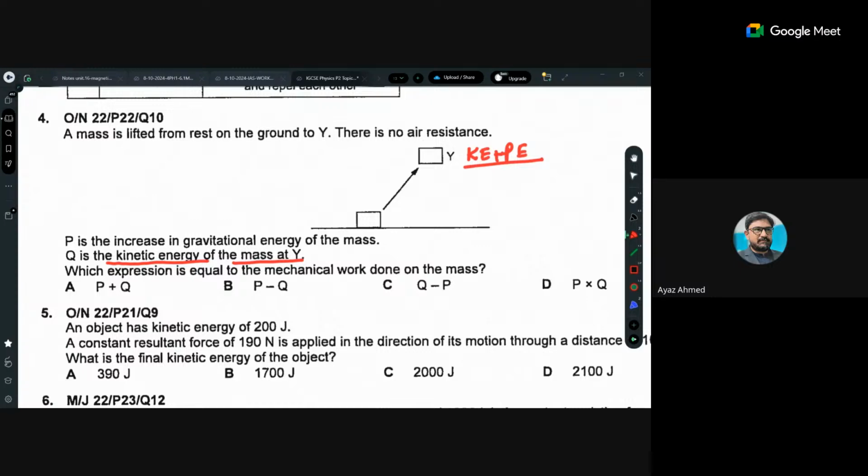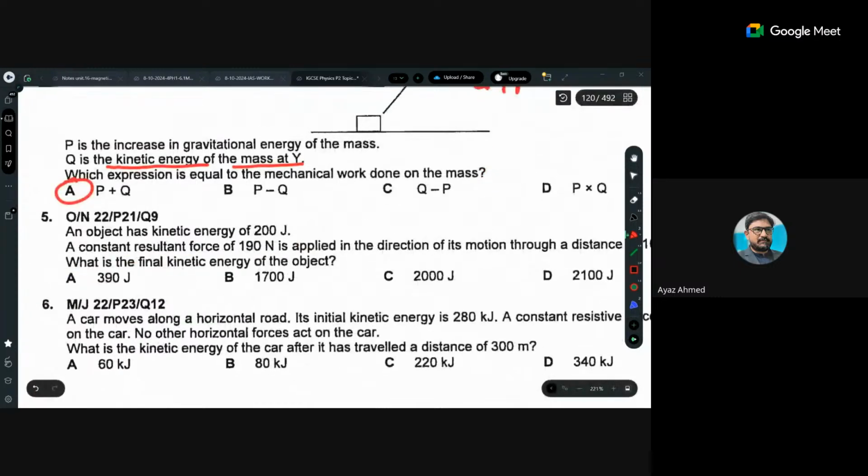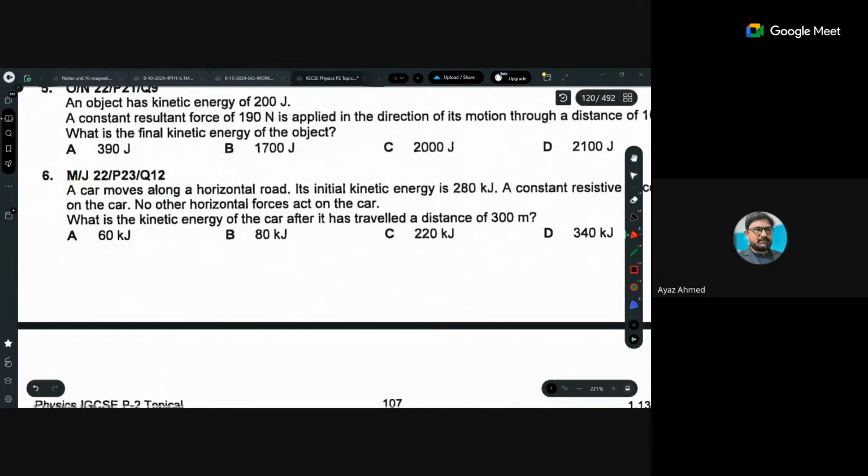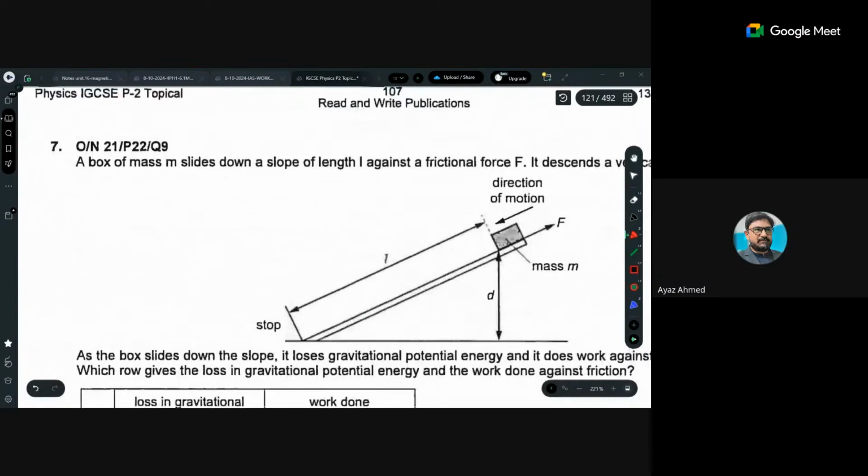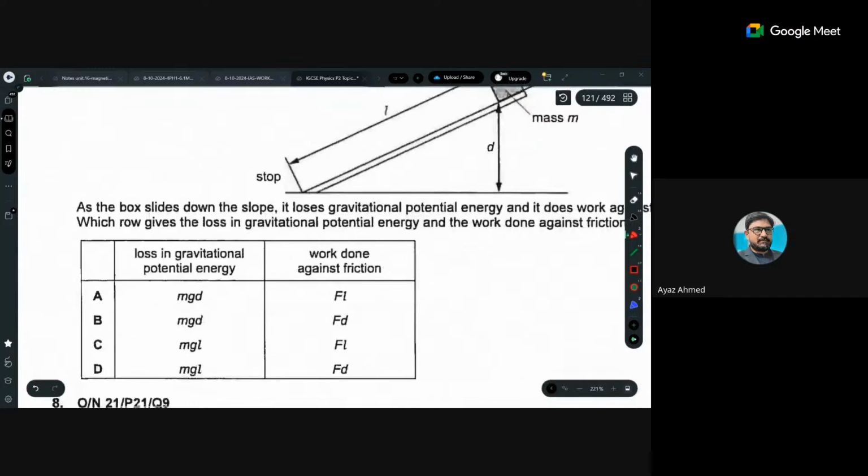Okay, is it clear to you? Yes, sir. So Q is kinetic energy. So just put Q here, and what is the potential energy? P is the increasing gravitational potential energy. So it is P plus Q. So option A is correct. Okay, so these are again calculation questions, and I believe you will be able to handle these questions right now.